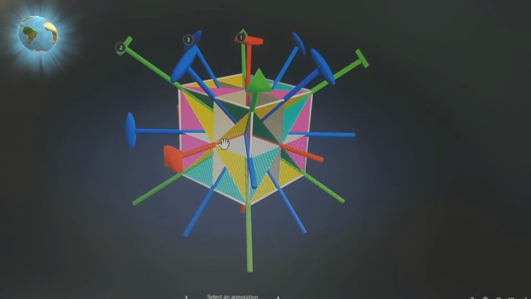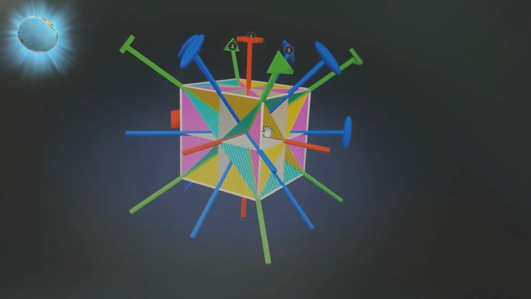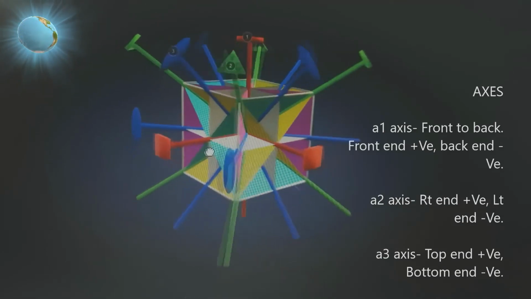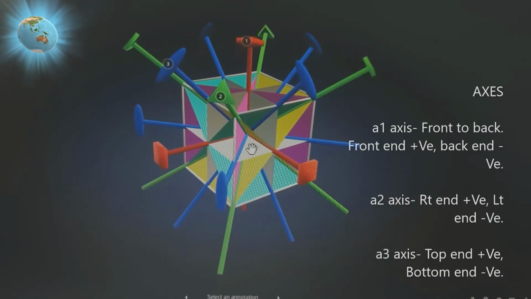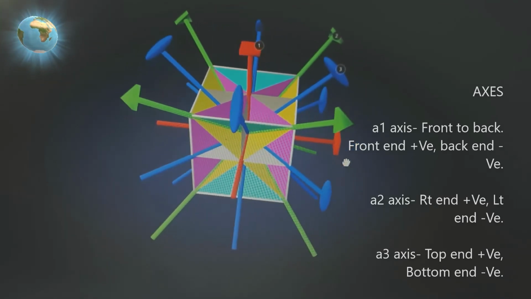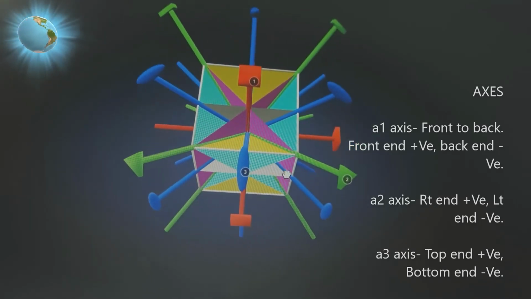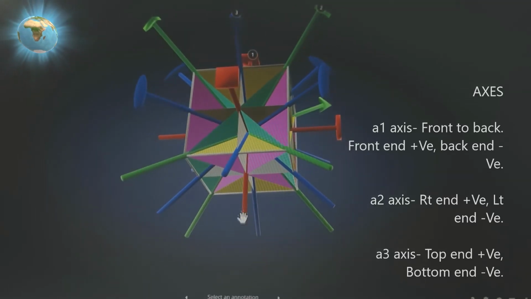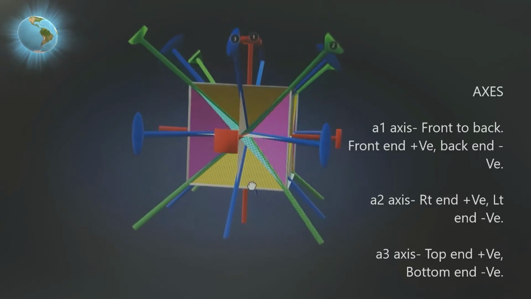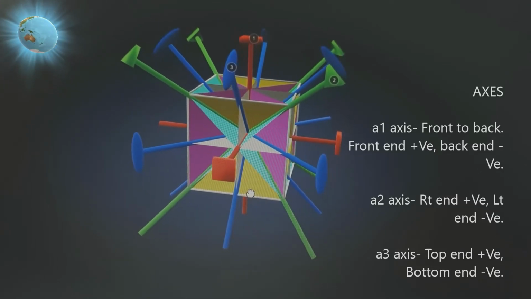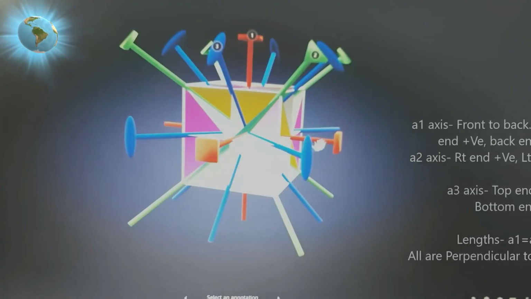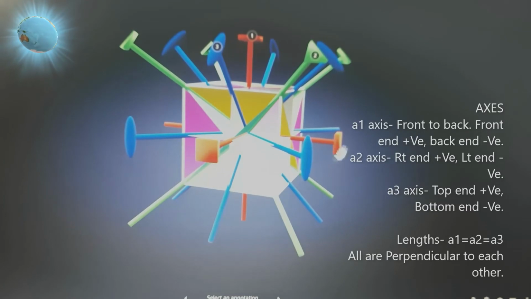From the center of the face to the opposite center of the face, the axis is going. These 3 axes go from front to back, right to left, in red color, and top to bottom. These 3 axes go from center of face to center of face. The front to back axis and the right to left axis: this is called the A1 axis, and this is called the A2 axis.